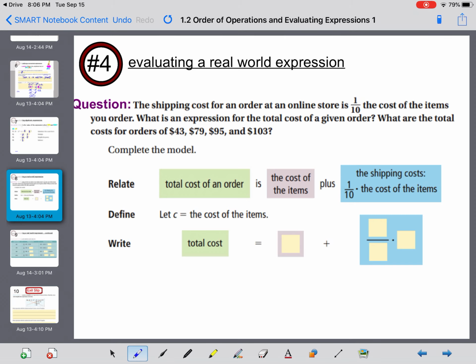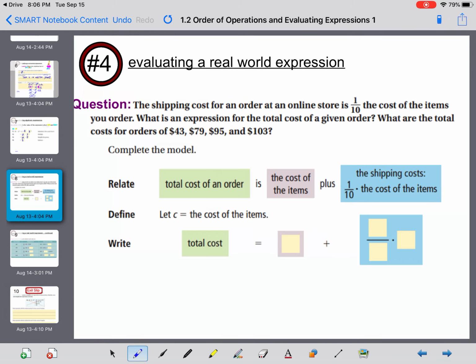Evaluating a real-world expression. So, the shipping cost for an order at an online store is 1/10 the cost of the items you order. What is an expression for the total cost of a given order? So you go on a website, you go to purchase something, and they're going to calculate your shipping costs for 1/10 of the overall price.